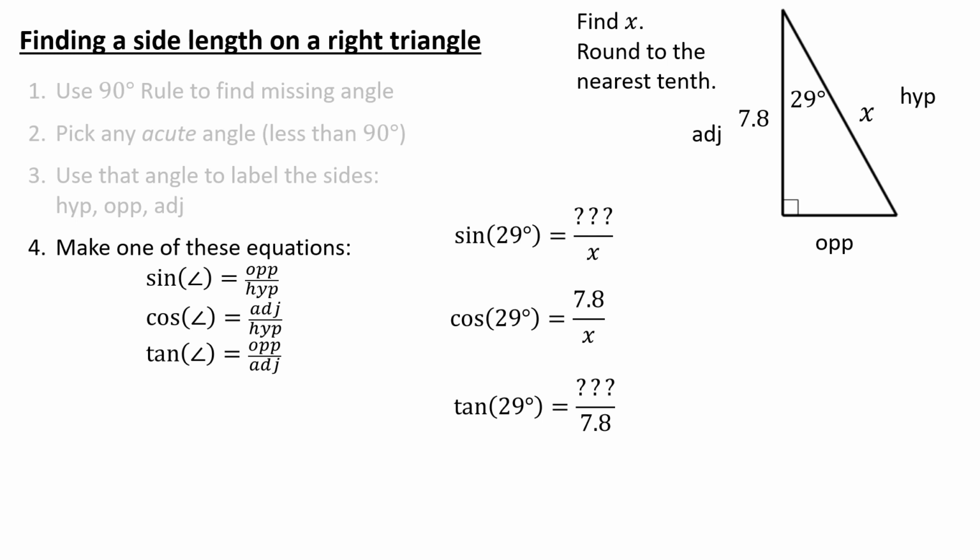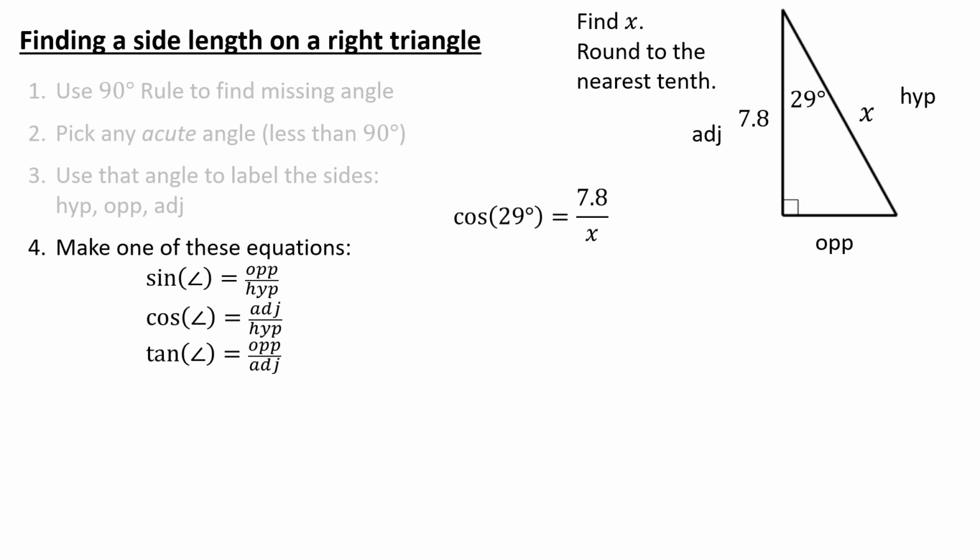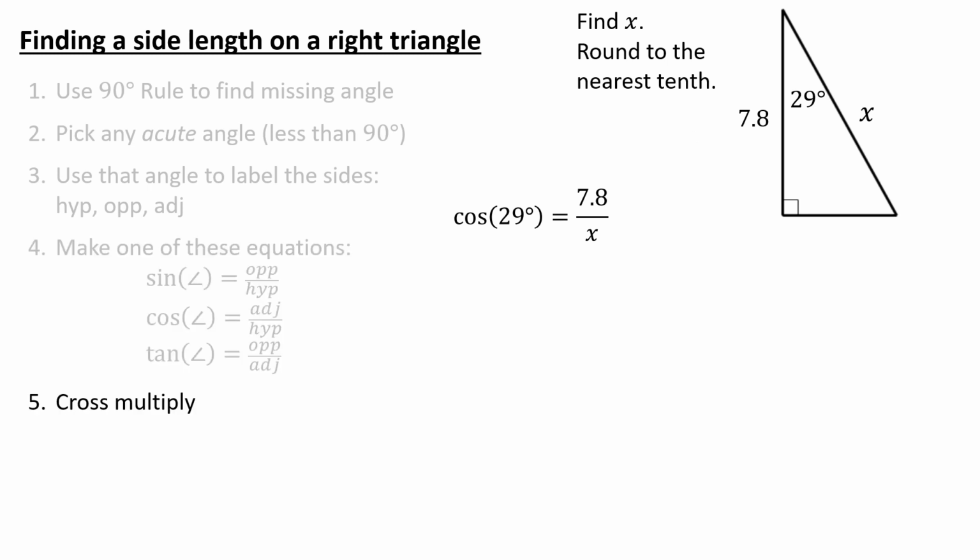And now, you'll notice that the top and bottom equations have an unknown side in them, and I'm not going to be able to solve for x using either of those. So I'll use the one that I can use. Now, step 5 is to cross multiply, so I'm going to put the cosine over 1 and multiply diagonally.